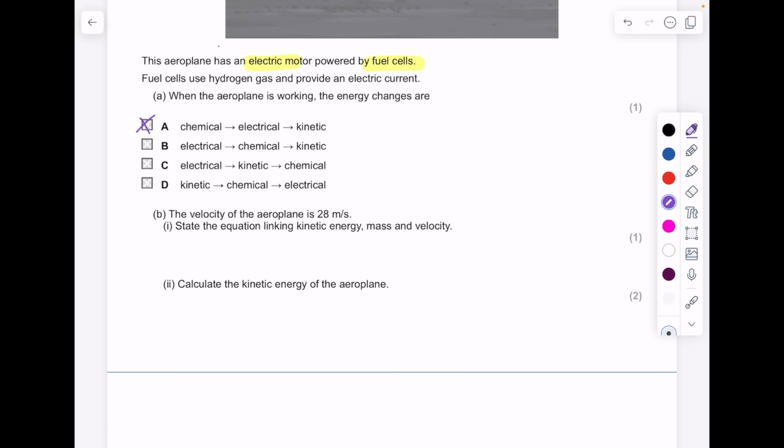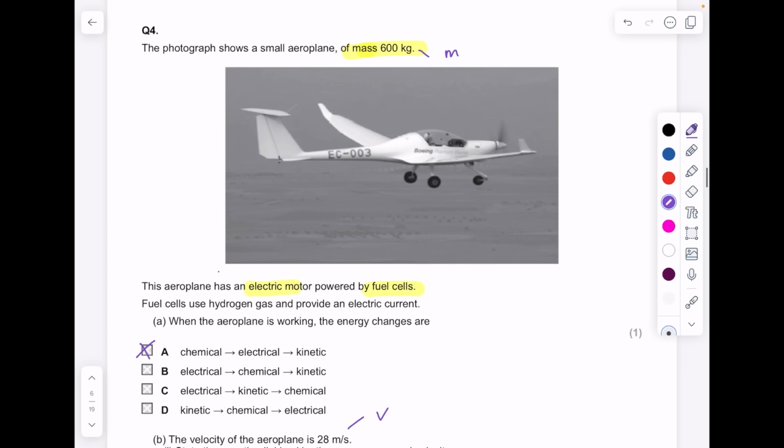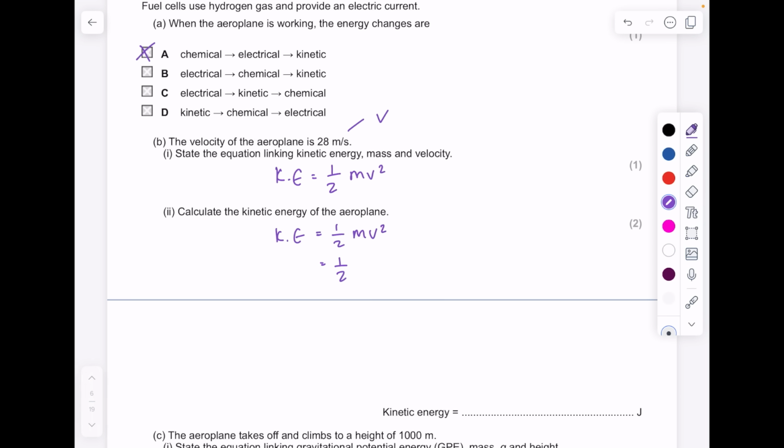The velocity of the aeroplane is 28 meters per second. State the equation linking kinetic energy, mass and velocity. Half mv squared. Calculate the kinetic energy of the aeroplane. So sub in your numbers carefully. We were told that the mass of the plane was 600.